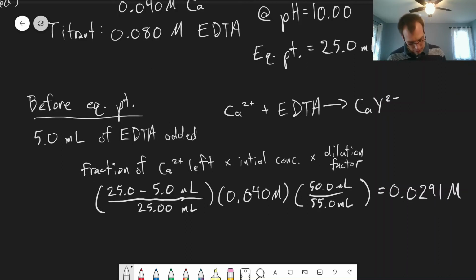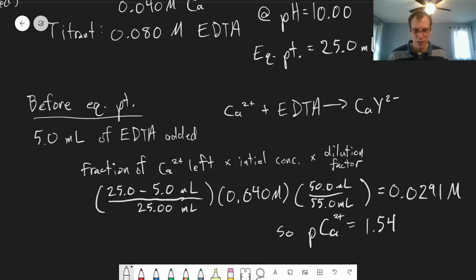And then we can plug that into the pCa to get 1.54. Right, so that's negative log base 10 of the 0.0291 molar. All right, so that's an example of how we do the before the equivalence point.